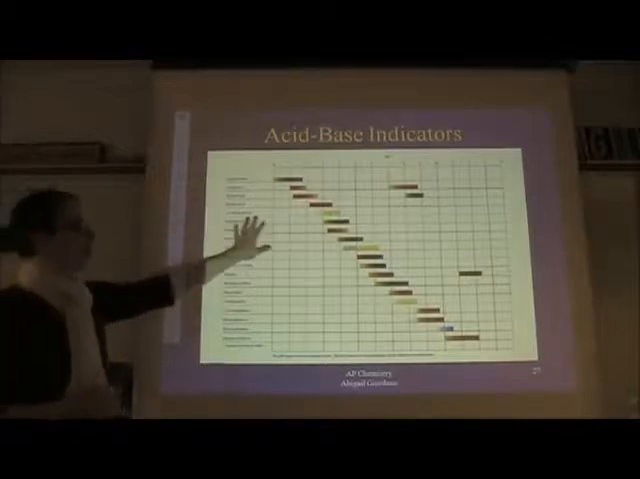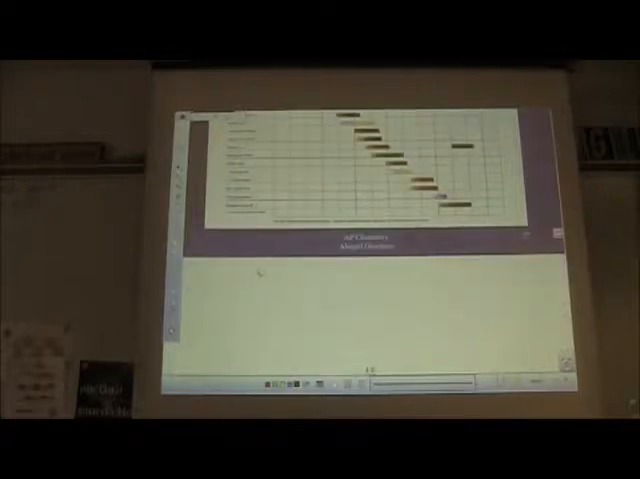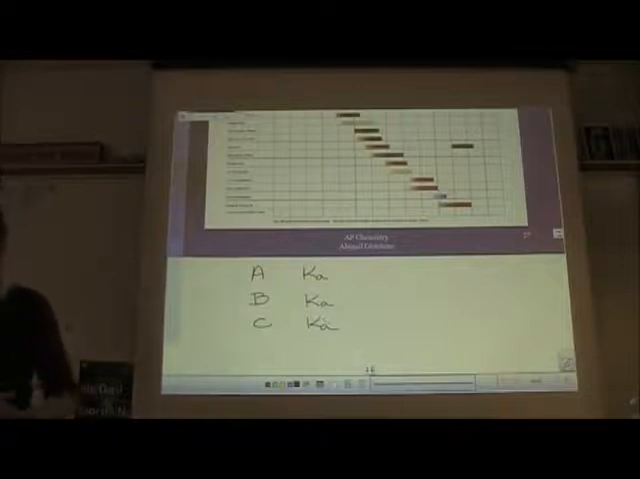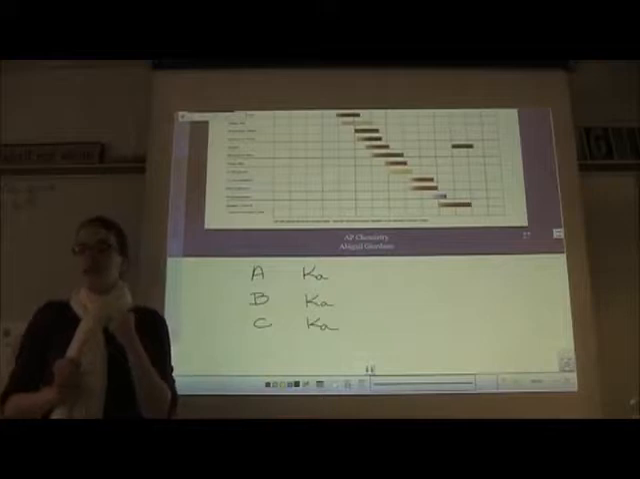Maybe they give you a chart like this, or they could give you indicators A, B, and C, but they give you their Ka values. Okay. Could you pick which one to use? Okay. pKa, figure out what the useful range is for each one. And guys, usually they will say, which indicator is the appropriate one? Explain your answer. Okay.